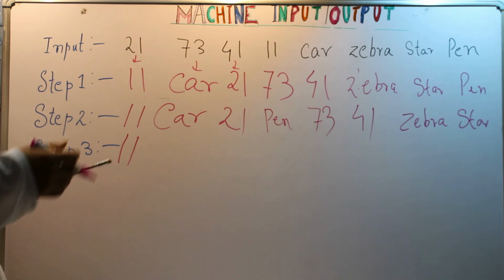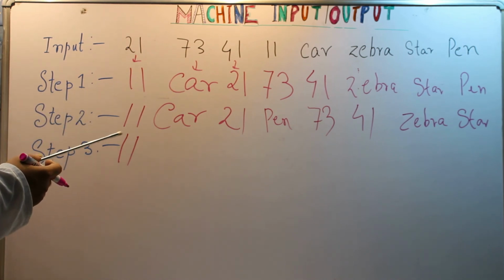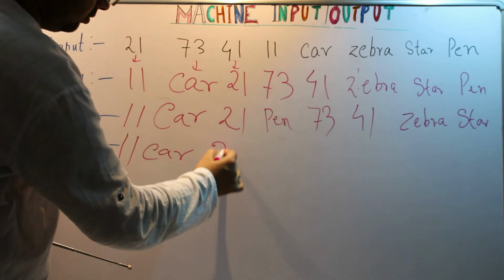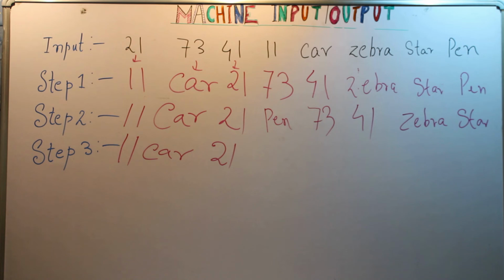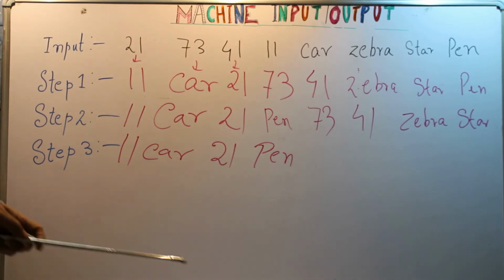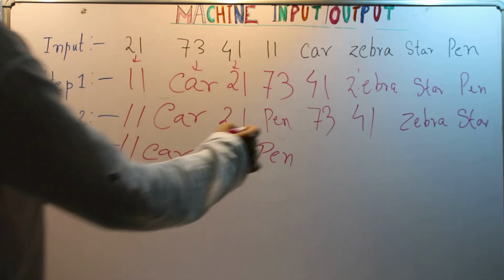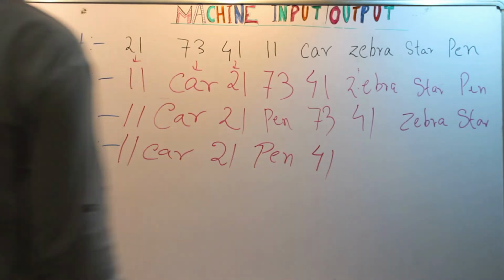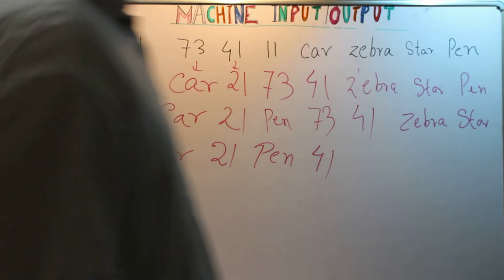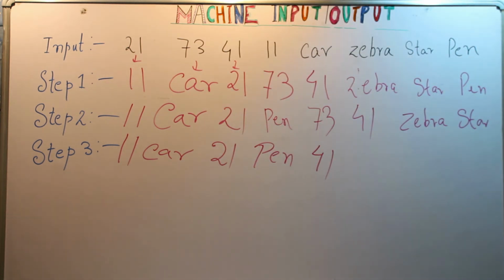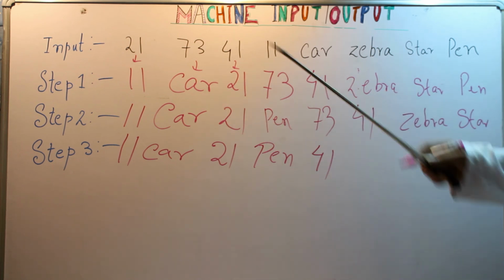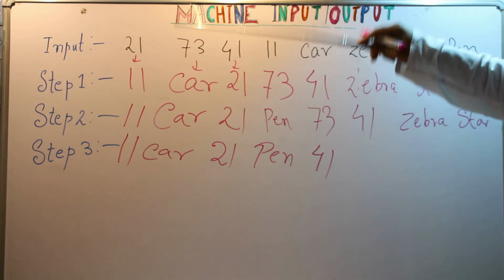So as far as the given statement is concerned, 11 car 21 pen. Okay. Now the number which will come is 41. Correct? Now you see number, word. So it will follow the trend: number, word. Now don't memorize these things, because it depends on the input or the statement that is given.